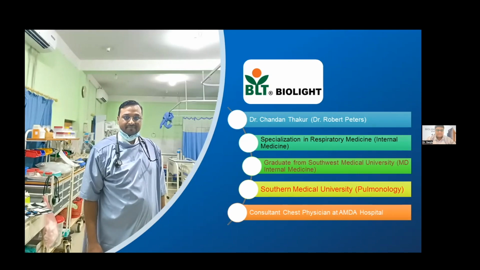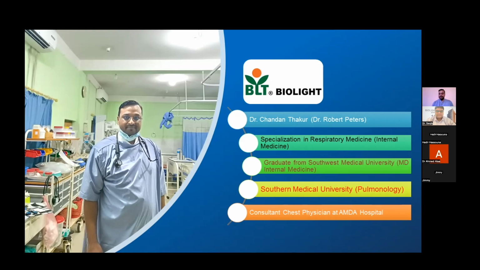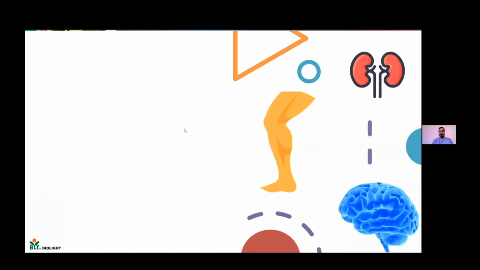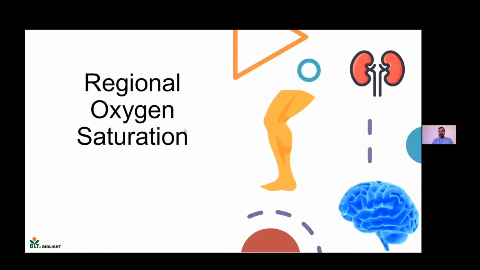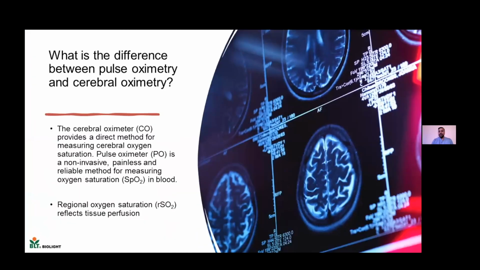Thank you, Doctor. Once again, hello to everyone. We all are talking about the regional oxygen saturation. So first, we must know the concept. What do we mean by regional oxygen saturation? As we know, whenever a patient lands in a hospital in an emergency situation, we have very few things to monitor the oxygen. Mostly since COVID-19, we know the pulse oximetry. So first we must know the difference between pulse oximetry and cerebral oximetry.